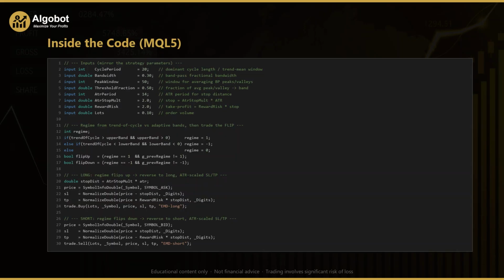Let's read the MQL5 the way you'd see it in MetaEditor. At the top are the inputs. CyclePeriod, defaulting to 20, sets both the bandpass tuning and the trend averaging window.